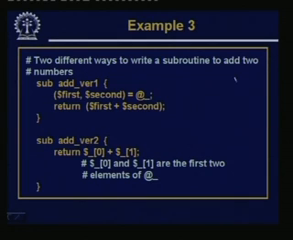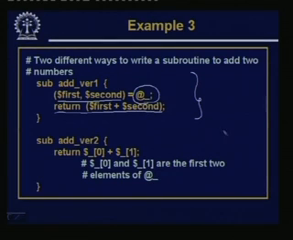Suppose we are trying to add two numbers. Here we are showing it in two different ways. The first is like this. There is a subroutine which is actually adding two numbers, as I said. So, here when the subroutine is called, the parameters which were there in @_, this array, are assigned to a list. So, the first element will go to $first, the second element will go to $second. The subroutine then returns $first plus $second, their sum.